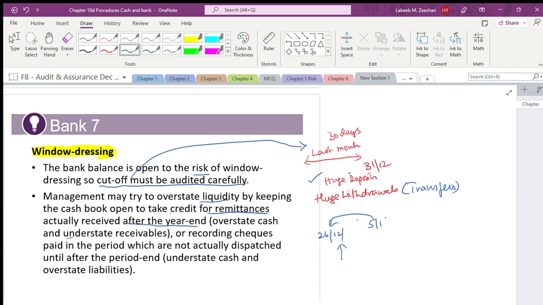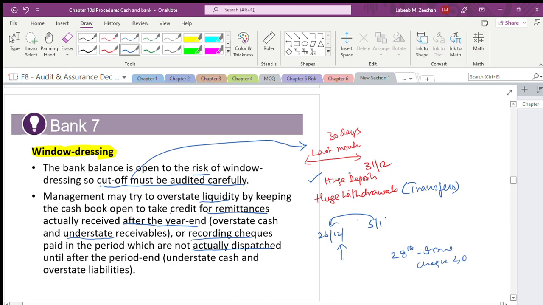You can also understate or overstate receivables. Recording the checks, as I just told you, in a period in which they were not actually dispatched: you will say that on 28th you issued a check of 2 million. Automatically the cash balance will decrease. We have to investigate why this check has been issued, which is not actually dispatched until after the period, to make sure that cash is not understated or the liability overstated.